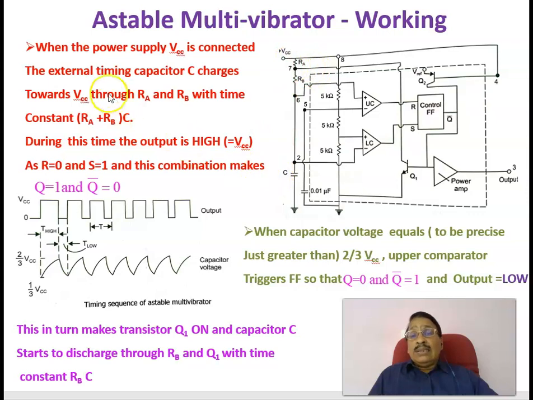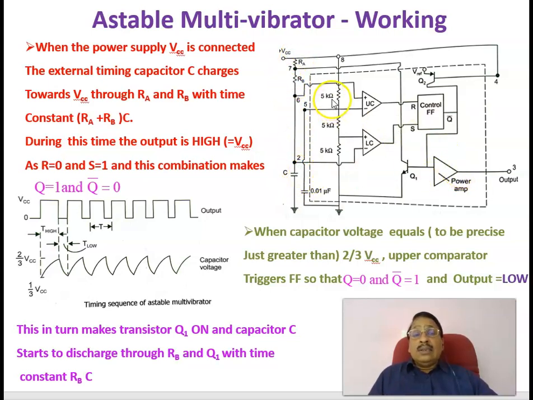Just as a refresher, here is the connection diagram. There are two resistances, RA and RB, connected in series with the capacitor. RA is connected to pin number 7, the discharge pin, and RB is connected between pin 7 and pin 6, the threshold pin. Pin 6 and pin 2, the trigger pin, are shorted, and that is connected to ground through a capacitor C. So externally we connect only RA, RB and C.